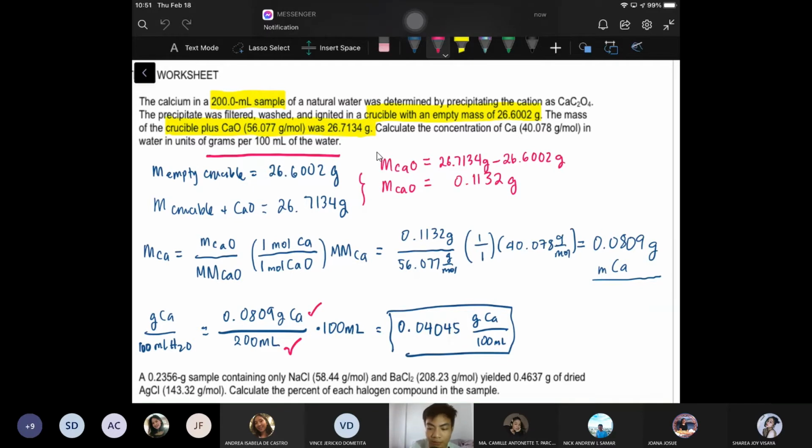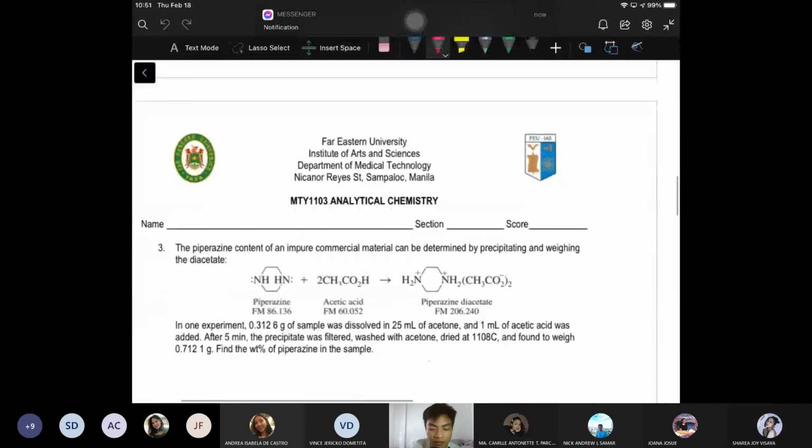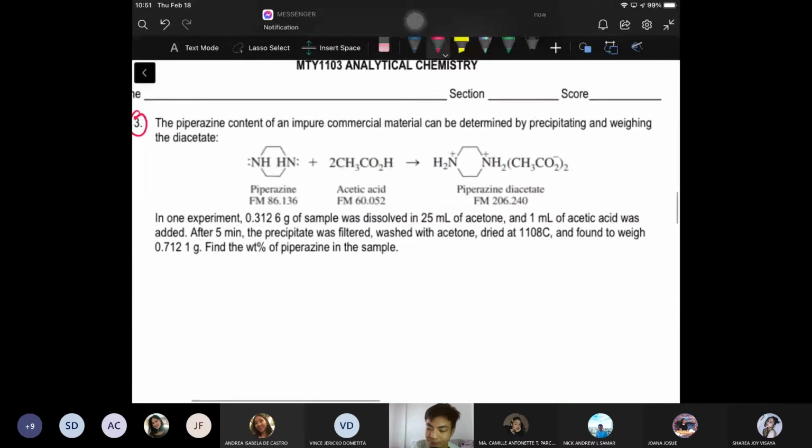So, since tapos tayo sa item 1, ang related question din ay item 3. So, kayo na yung sasagot niyan, ha? So, again, yung question 1, that is similar with question 3. Okay? Para makapag-start kayo na maigi mamaya, no? Kasi maaga naman tayo matatapos. So, basahin natin tong question 3. In one experiment, 0.3126 gram of sample was dissolved in 25 ml acetone and 1 ml acetic acid was added.